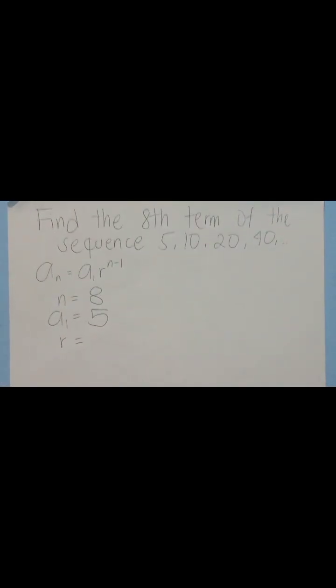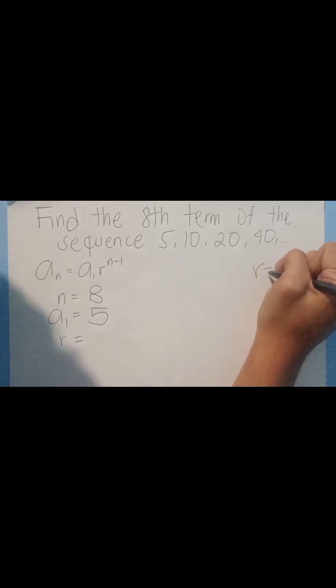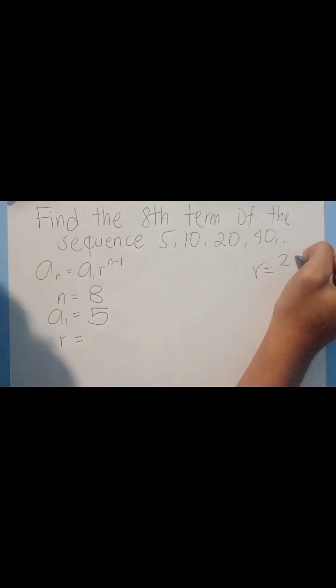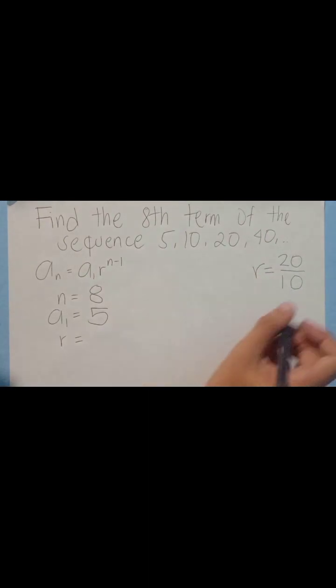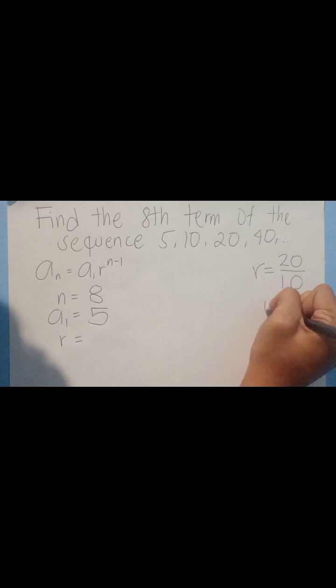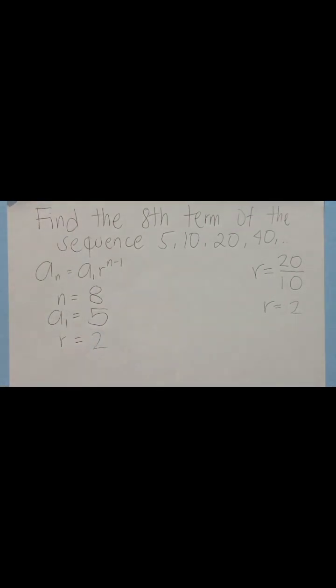So, teka lang muna. Adjust muna ako para naman makita nyo ng mas maayos. Yup, r is equal to 20 over 10. Ito lang muna yung gagamitin ko, which is the preceding term sa previous term. 20 over 10. 20 divided by 10 is equal to 2. Therefore, our r is 2. Ganyan lamang po. Now, we may answer the missing term of the sequence para malaman natin ito.